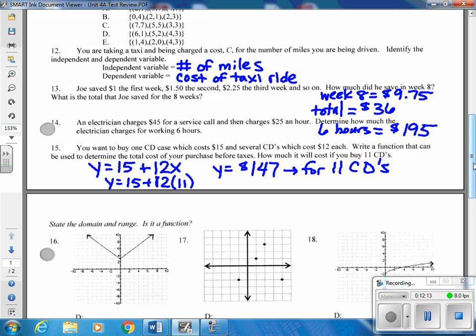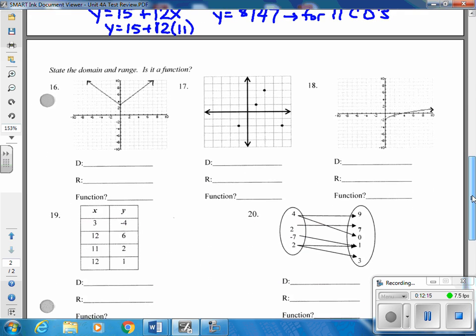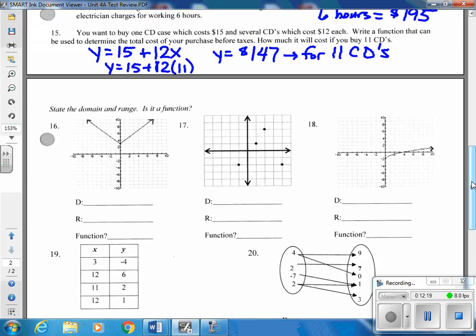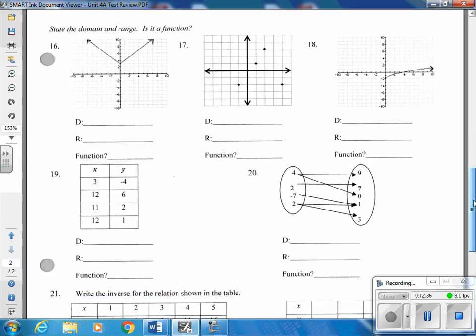All right, now for the back side of the review sheet, you're going to see a lot of domain and range things. Remember, we do different things for different ones depending on what the graph looks like. Right, so in numbers 16, 17, 18, 19, and 20, you have 3 things to do. You have to state the domain and range, and you have to answer the question of is it a function or not. So I want to go through and do all of the is it a function questions first. Then we'll come back and talk about domain and range for each one.